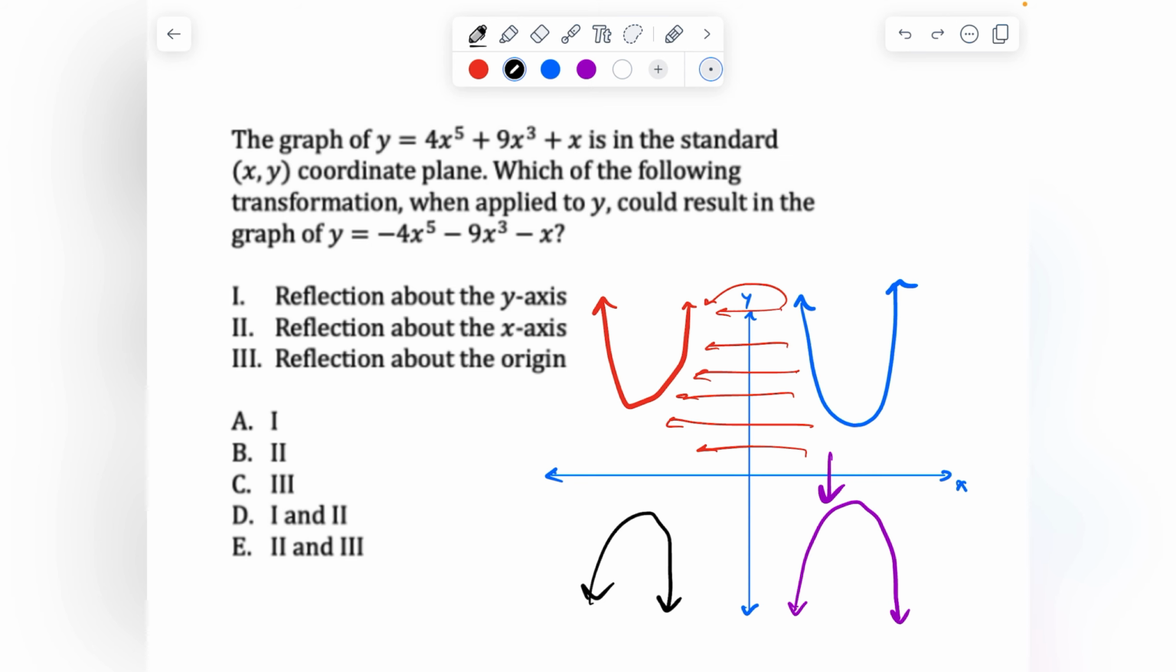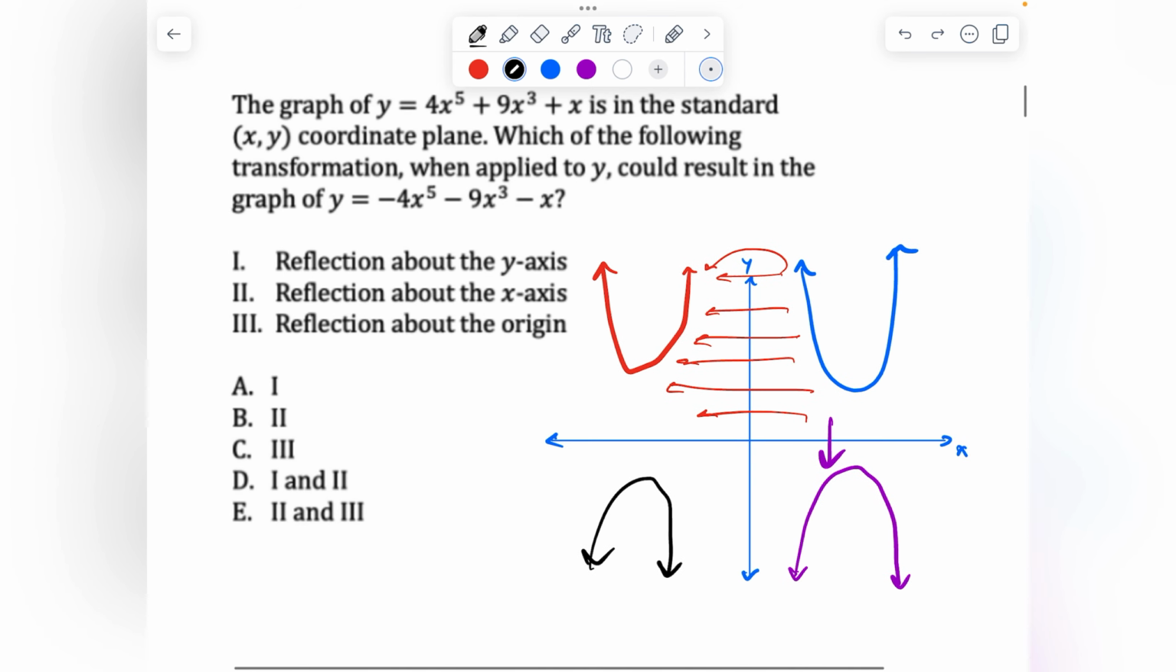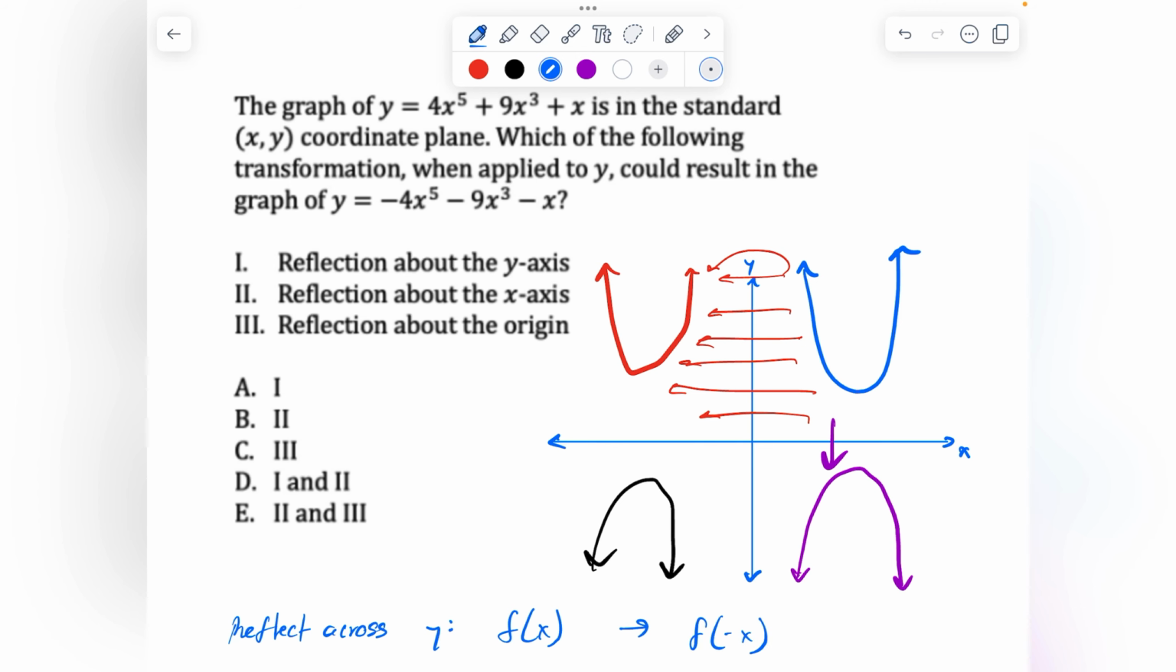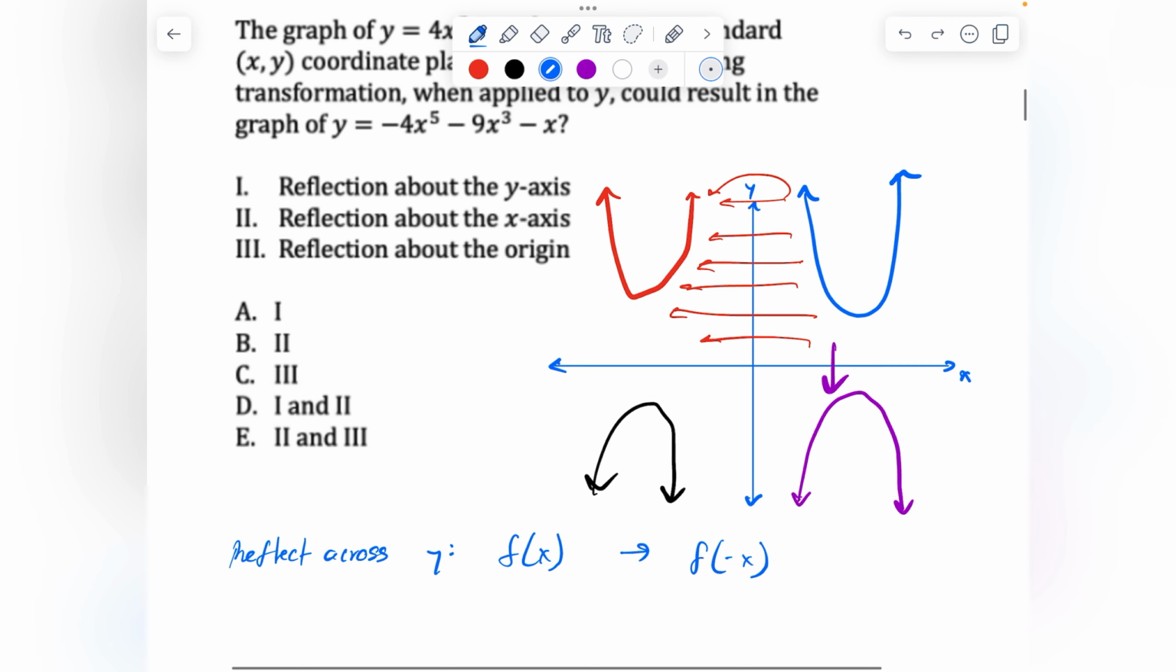Now, how do you actually do those mathematically, like in a function form? Because we know graphically what it looks like, but in terms of writing it out from a mathematical perspective, how do we do this? So think of this as well. f of x, if I want to do a reflection across the y-axis, I'll write it this way. Reflect across y. What you do is you take your f of x function and you turn it into f of negative x. That means that you take all your x values in the function and you turn them into negative x. Okay, I'll show you how to do that in a second.